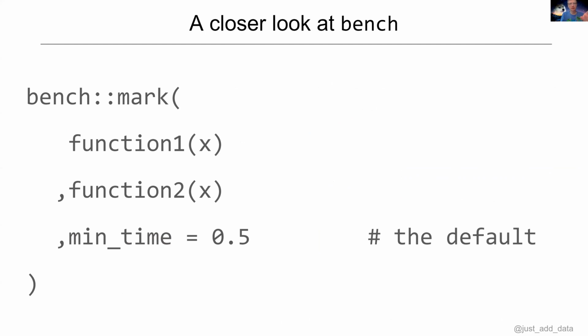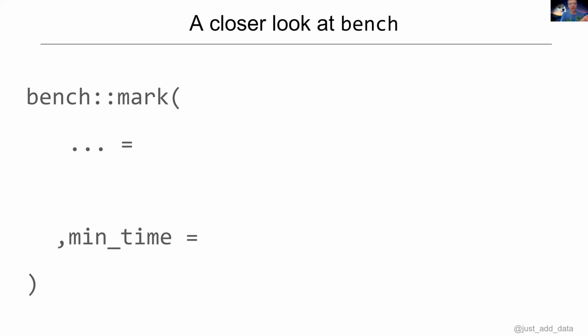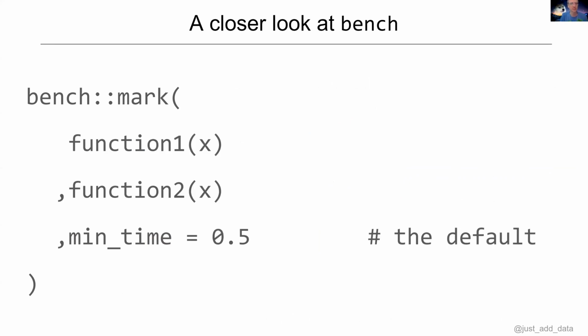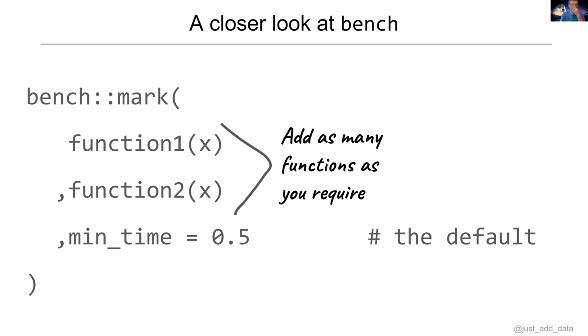This is what I mean by passing comma-separated functions for the dots. Instead of dots, you would just put as many functions as you want to benchmark together, separated by commas. The default value for the minimum runtime is half a second. That runs fine for most cases. If you've got a super long running function, you can change this. You can make it longer if you need to. So again, add as many functions as you require.